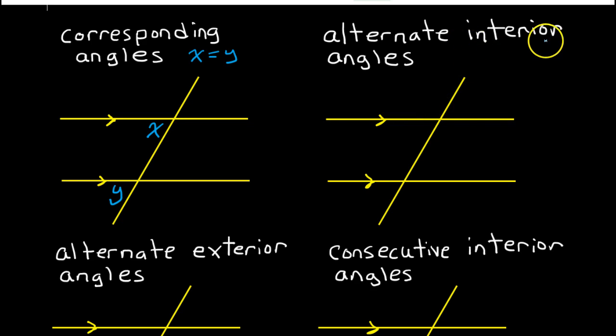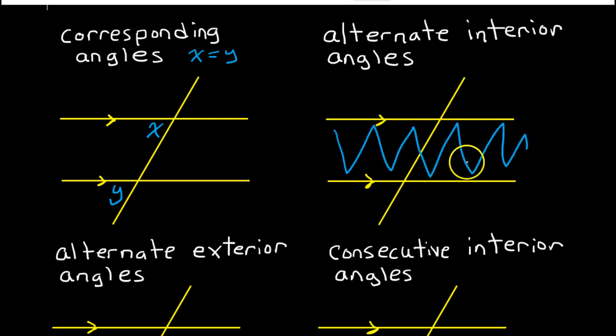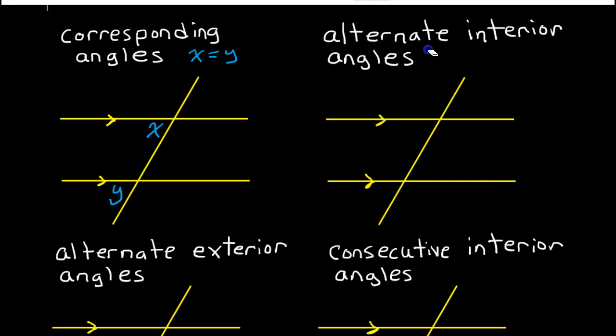When we talk about the word interior, I know that you know that that means on the inside of something. So I'm talking about being between the parallel lines. That's what it means when we say interior. We mean between the lines. The word alternate means on opposite sides of the transversal. So, for example, say if I pick my X to be this right here. Do you see how it's between the lines? It is an interior angle.